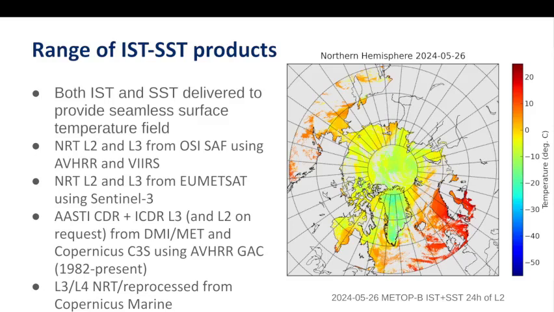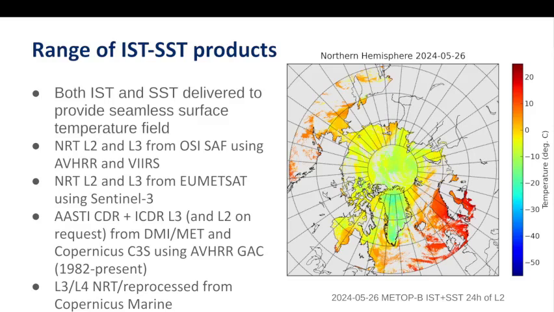So, the range of IST-SST products that we're involved in. Both IST and SST are delivered to provide seamless surface temperature field in the area where there's sea ice. Here is shown an example over the Arctic. For near-real-time products, we produce the EUMETSAT OSI SAF level 2 and level 3 products based on AVHRR and VIIRS instruments. We are also involved in the definition of the level 2 and level 3 IST products from Sentinel-3 and the EUMETSAT responsibility.